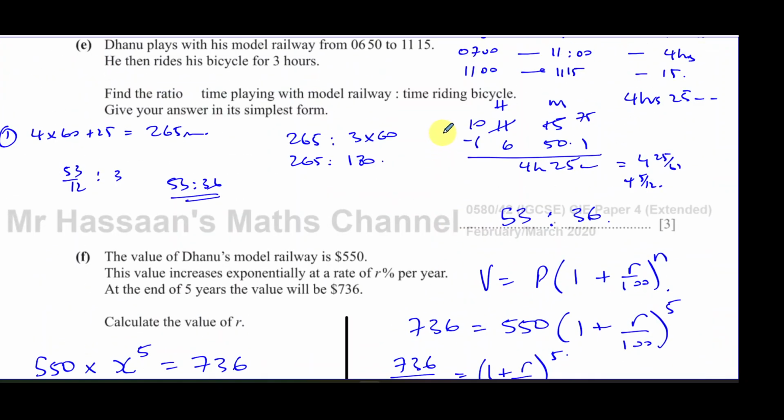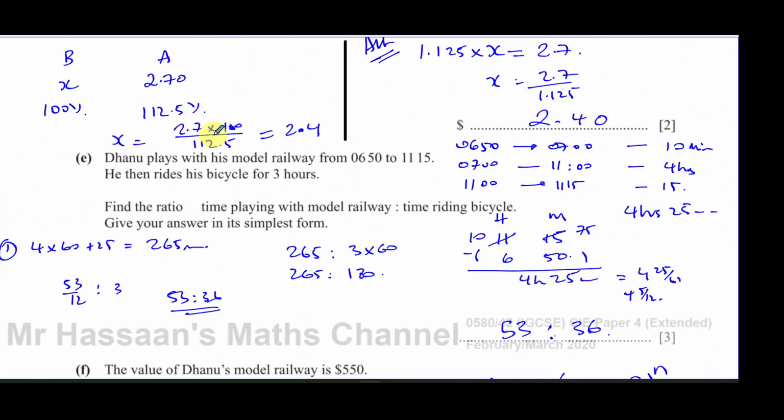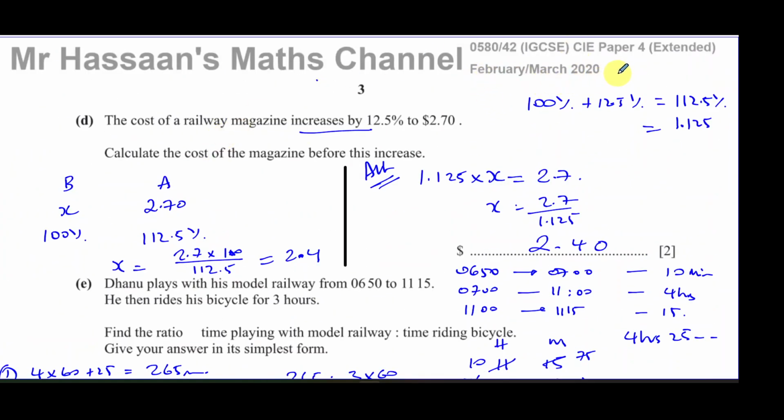All right, so there's the answer to part F, and that concludes this question number 1 from this paper, which is the February-March 2020, paper 4, variant 2.